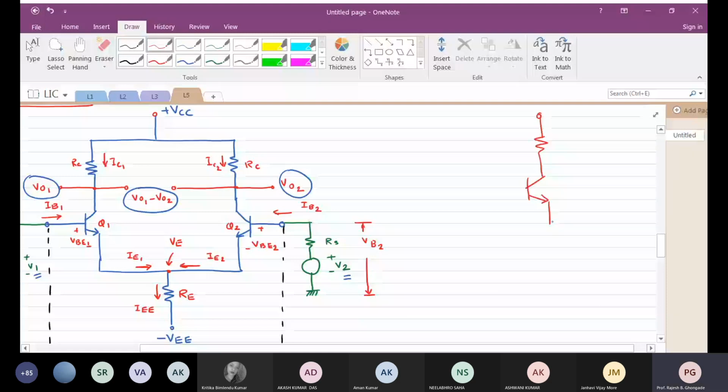This is your RC, this is RE. This is going to be VCC, this is going to be minus VEE. Don't forget this minus sign. So how is it that the transistor is in the active region without any biasing resistor?